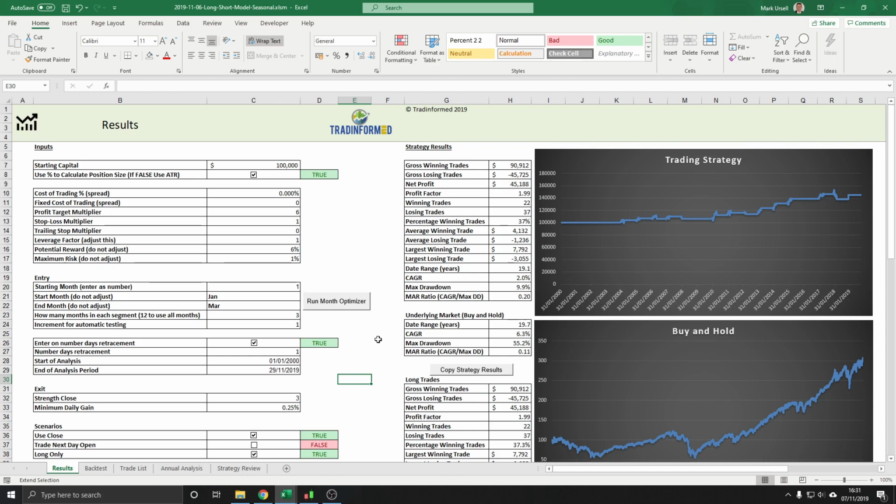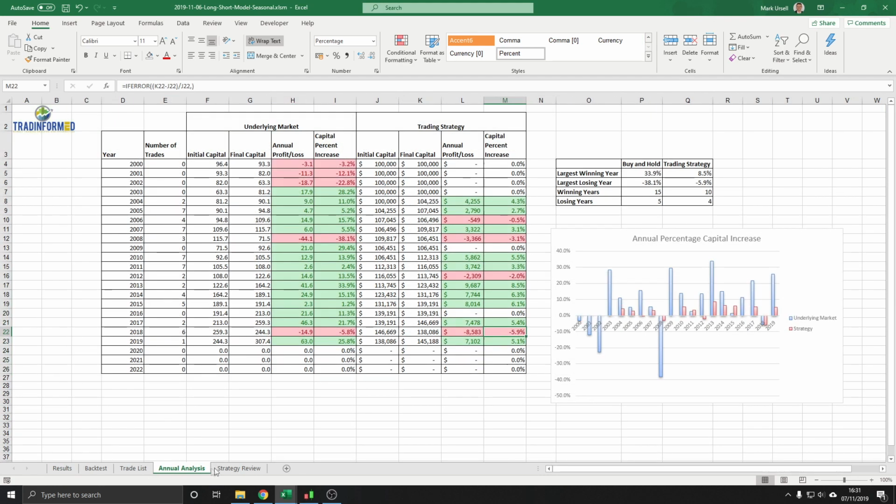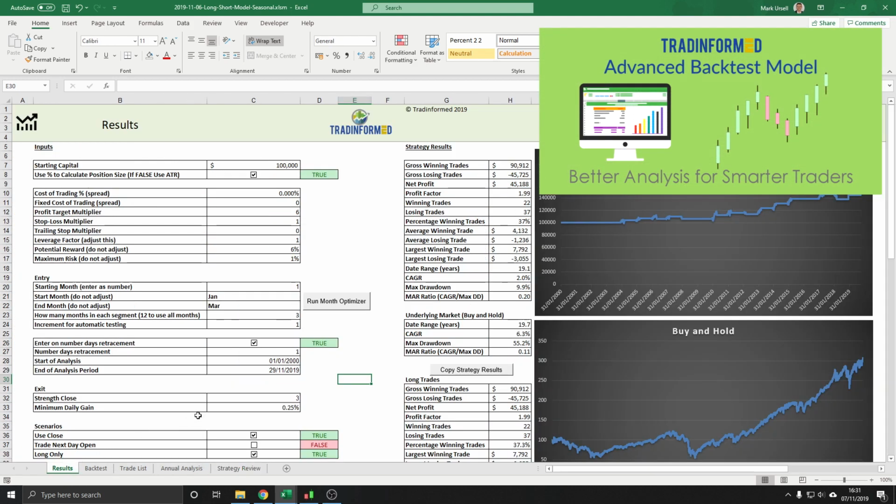You can see on the screen at the moment, I have the results of a trading strategy. The model that I'm using here is a TradingInformed backtest model, and it is a way of testing all sorts of different trading strategies. You can look at the trading list, the list of trades, how it performs annually, and indeed you can compare different strategies. So I'm going to demonstrate how to use this model to optimize your monthly analysis.